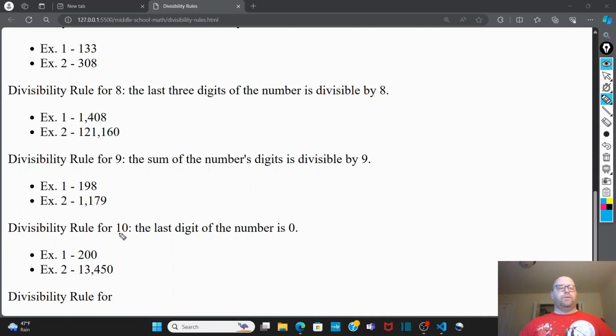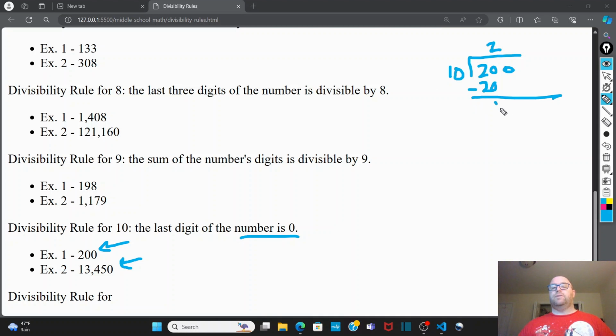So the divisibility rule for 10: the last digit of the number is 0. So these both should work. Let's try it out. So 200. Divide that by 10. 10 doesn't go into 2, but it goes into 20 twice. 2 times 10 is 20. 20 minus 20 is 0. Bring down the 0. 10 goes into 0 0 times with a remainder of 0. That one checks.